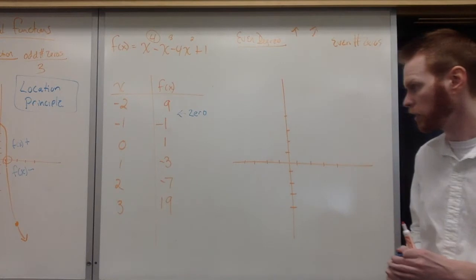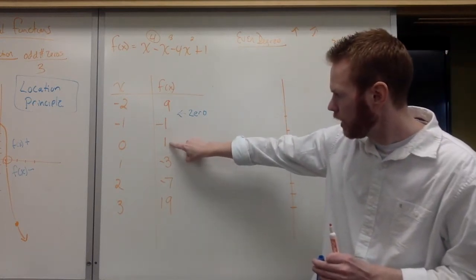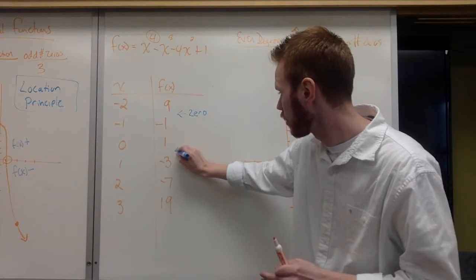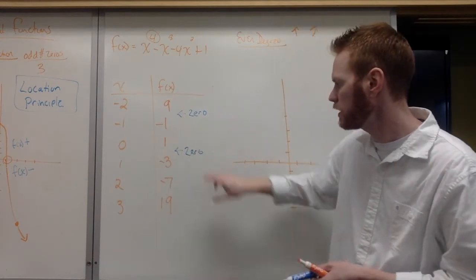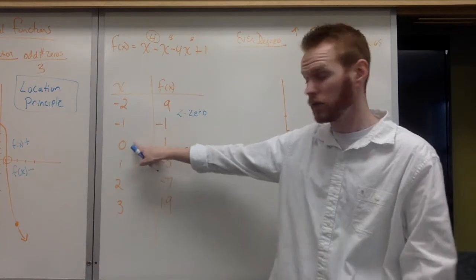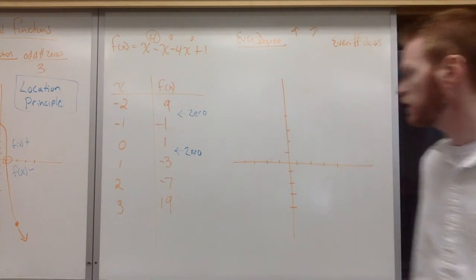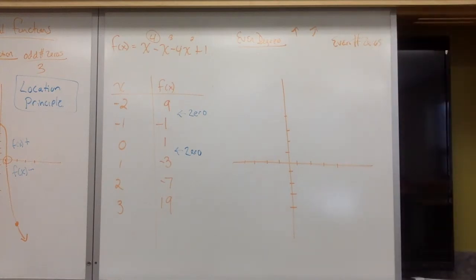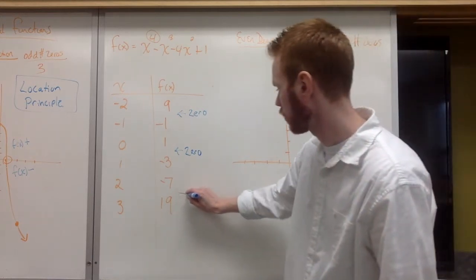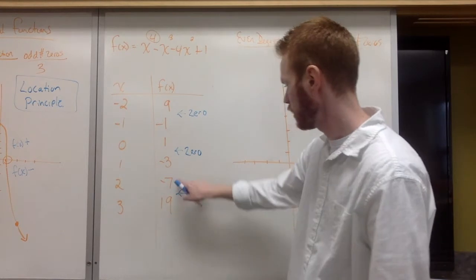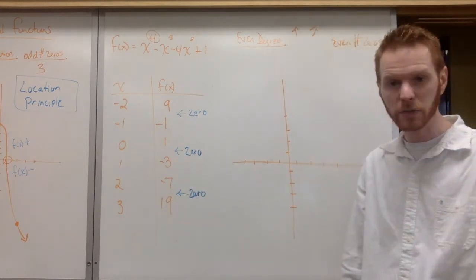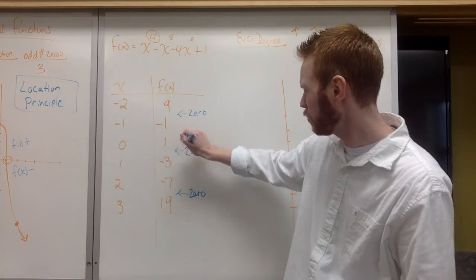Let's locate another one. Look how it goes from 1 to -3. So right here is another zero. So between the x values 0 and 1, there's another solution. And do we see another one here? I think we do. There's another sign change, and it's going to be here: -7 to +19. And guess what? I missed another one. -1 to 1. There's another zero here.